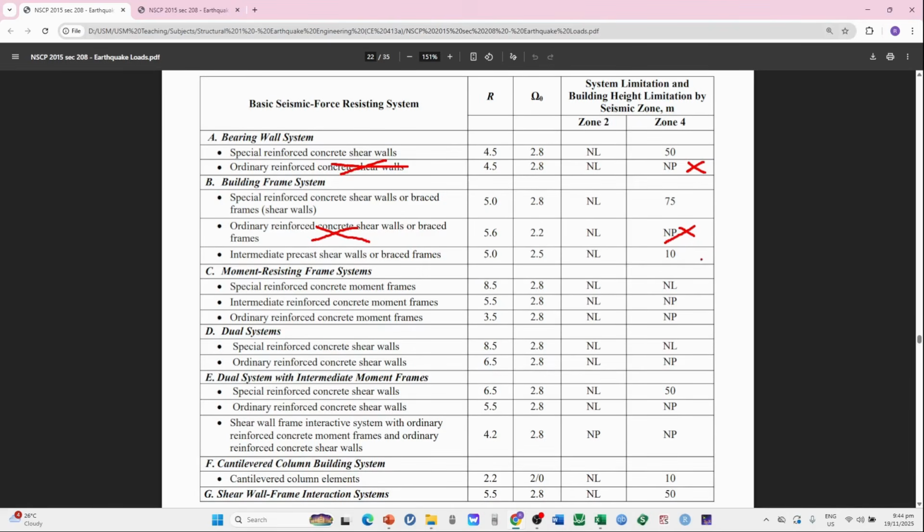So intermediate precast shear walls are permitted up to 10 meters only. So we can do that, no, for building frame systems. So in the moment resisting frame systems, this is very good, the special reinforced concrete moment frame system. And that's why I urge you, for structures you are designing that is less than 10 stories, we should design it using the special reinforced concrete because it has higher R and mostly decent amplification factor.